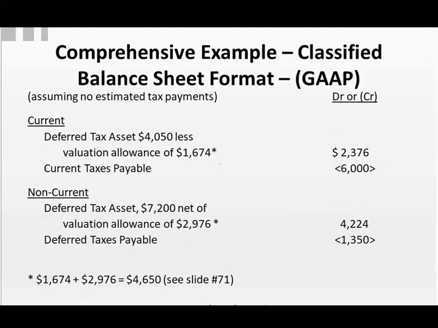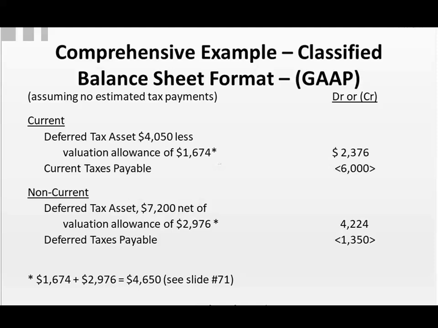Okay? Actually, I'm going to have to put the 3 slides together. The deferred tax asset of 4,050 is the gross amount, less a portion of the valuation allowance, and a non-current deferred tax asset of 7,200, less a portion of the allowance. Now, you remember the allowance was $4,650. So 1,674 plus 2,976 is just splitting the $4,650 between current and non-current. I'll show you how we got that in a minute.